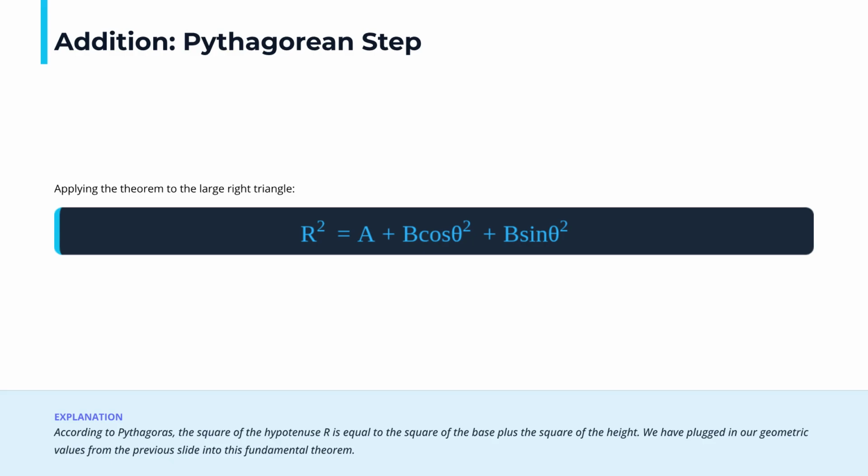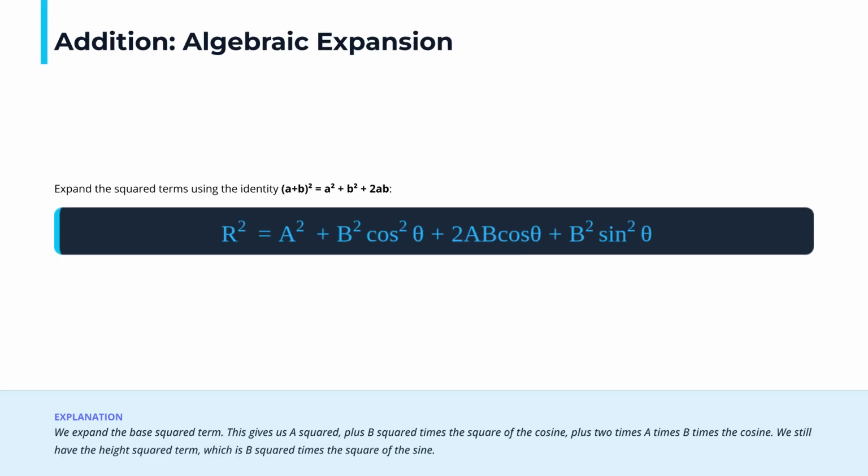The square of the hypotenuse r is equal to the square of the base plus the square of the height. We substitute our geometric values into this theorem. We expand the squared terms using the identity for a plus b squared. This yields a squared plus b squared cosine squared theta plus 2ab cosine theta plus b squared sine squared theta.